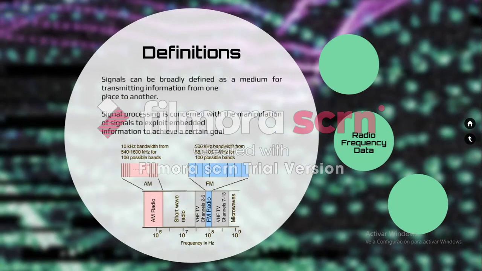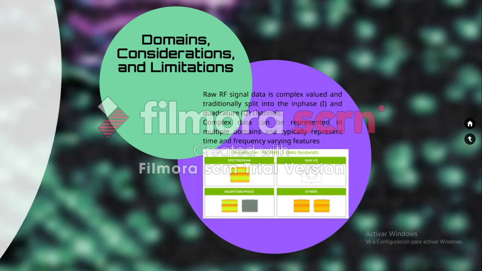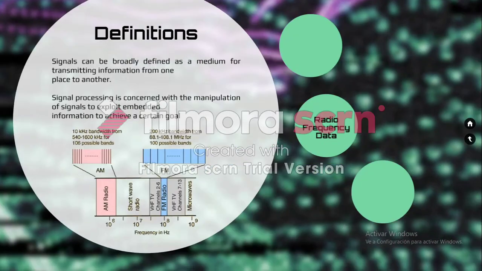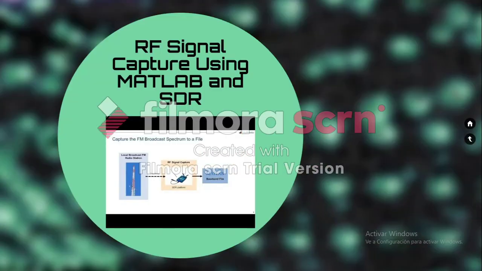Now, about radio frequency data. A radio frequency signal data is complex value and traditionally split into the in-phase and quadrature channels. Complex data can be represented in multiple domains and typically represent time and frequency varying features. Another video about radio frequency signal captured using MATLAB.